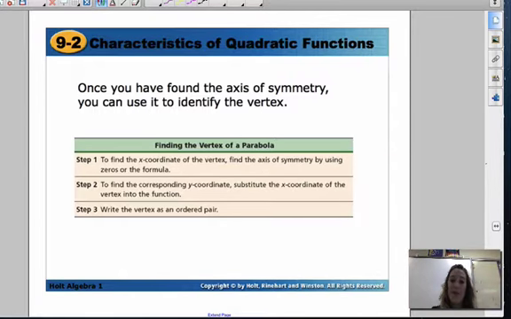This next part is finding the vertex. And for the vertex point, we're going to follow the same steps that we've been doing: find the axis of symmetry using the formula x equals negative b over 2a. And then we're going to take the solution for x and plug it back into our quadratic equation that was given. So let me do this.